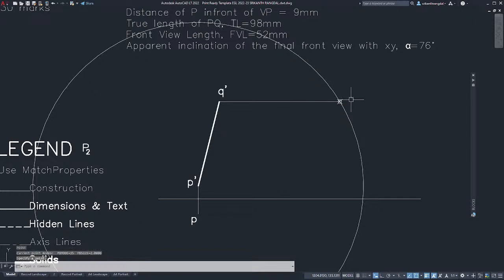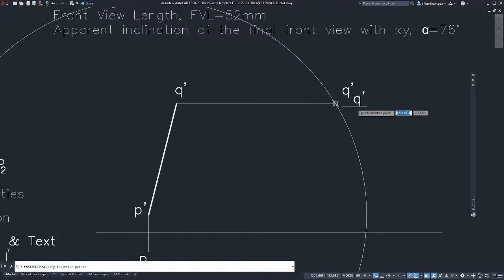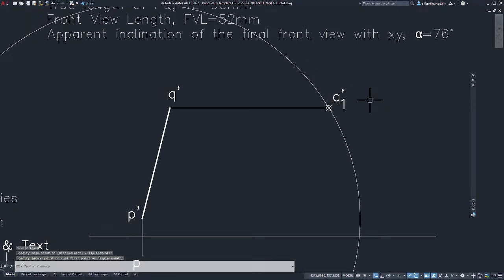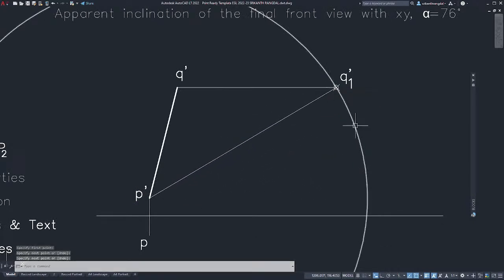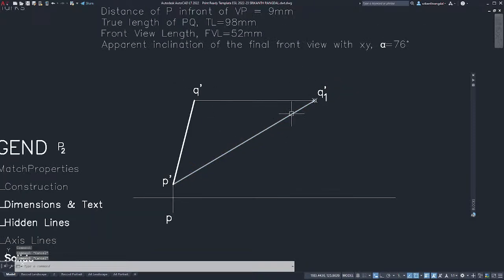What is this point? Anyone? It is a temporary point. So let us say it is the first temporary point. So the line that we get here, what is this line? This is the true length. Okay. So this much information is given to us in the question.